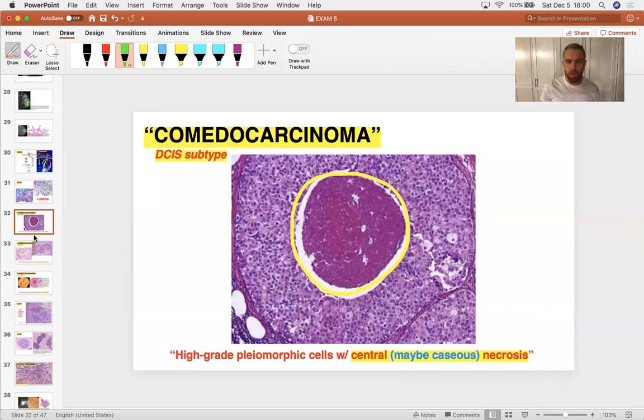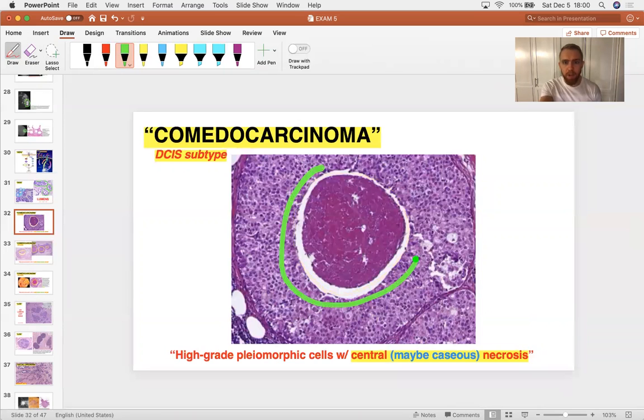And the way that I've seen this presented in a question stem is as high-grade pleomorphic cells with central necrosis. And so it can also be a caseous necrosis. That just means that things die and they don't really get eaten up by macrophages. And so you might even be able to get a little discharge out of the nipple in the setting of this comedocarcinoma.